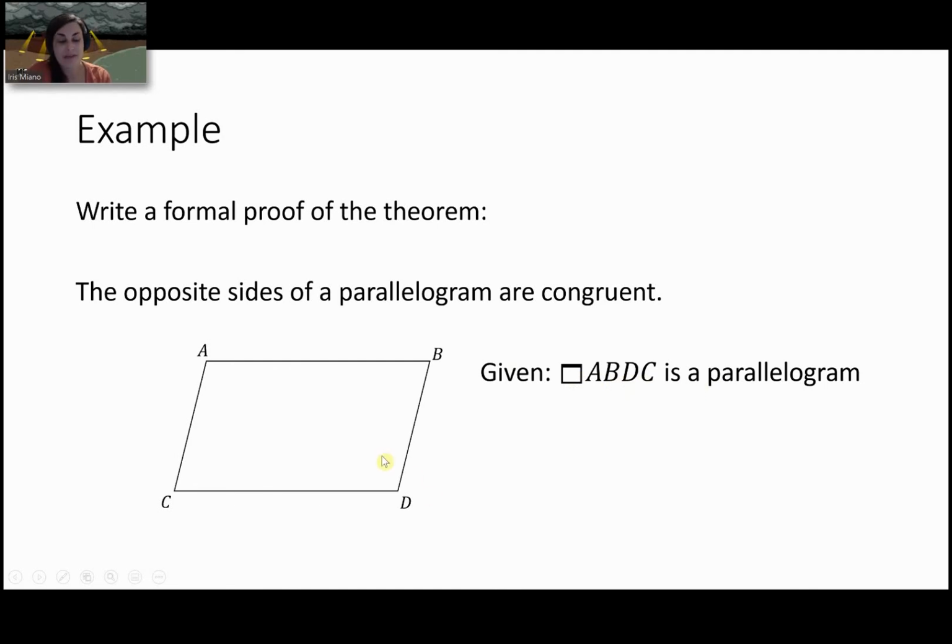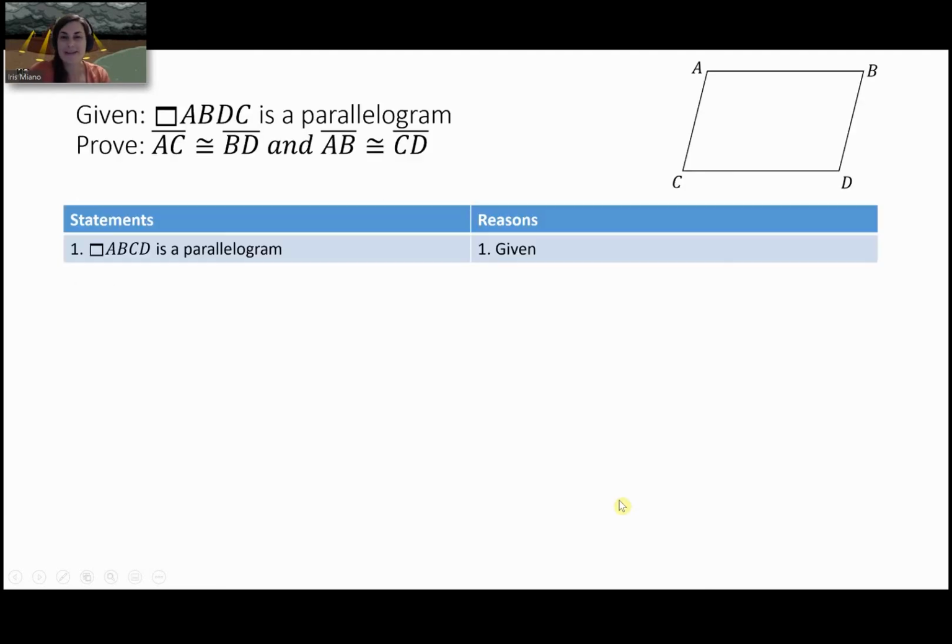Then our proof statement will be that AC is congruent to BD and that AB is congruent to CD. Those are the opposite edges that we need to show are congruent. That's the thing we're trying to prove. So let's put this all together in a statements and reasons chart style proof, table, if you will. Always the first statement is whatever's given, and you say it's given. That's your freebie, right?